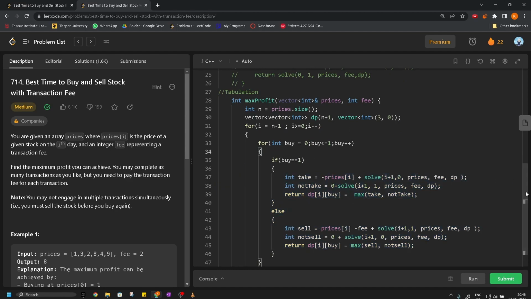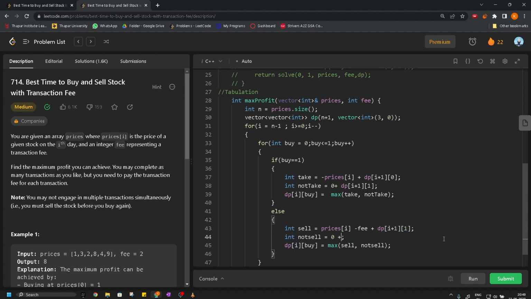Yep, and we copy pasted if by equal to 1, this part of the recursion, and now we change the recursive calls. Okay, so it's solve of I plus 1 comma 0. This simply gets changed to dp of I plus 1 and 0. You see what I did there? Solve of I plus 1 comma 1, now you tell me, what does this change to? Yep, simply dp of I plus 1 and 1. And this time we don't have to return anything. So that's that. Once again, remove the return part. Solve of I plus 1 comma 1 becomes dp of I plus 1 and 1. Solve of I plus 1 comma 0 becomes dp of I plus 1 and 0.